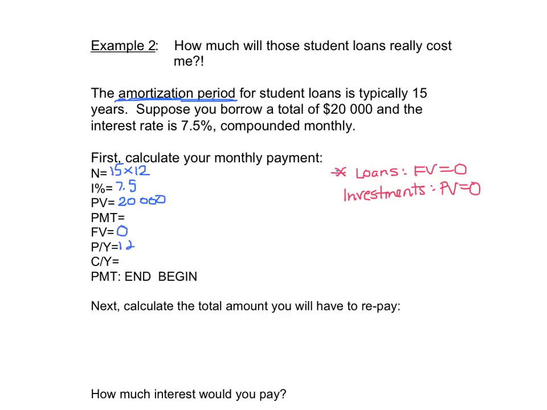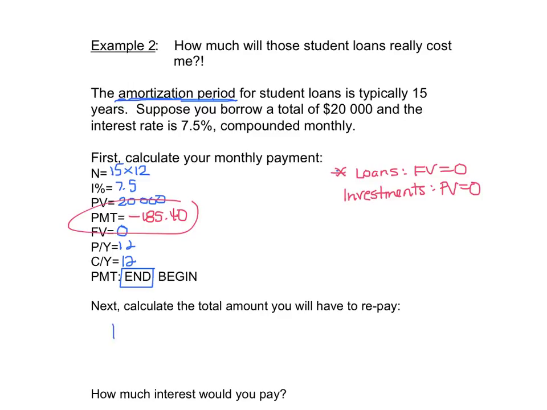So we can fill in future value then as 0. And once again, we're paying monthly, and we're compounding monthly. So both of those values are 12. And set the payment at the end of the month. All right, cursor up to payment, press alpha, enter. And we should find that the payment required is $185.40.